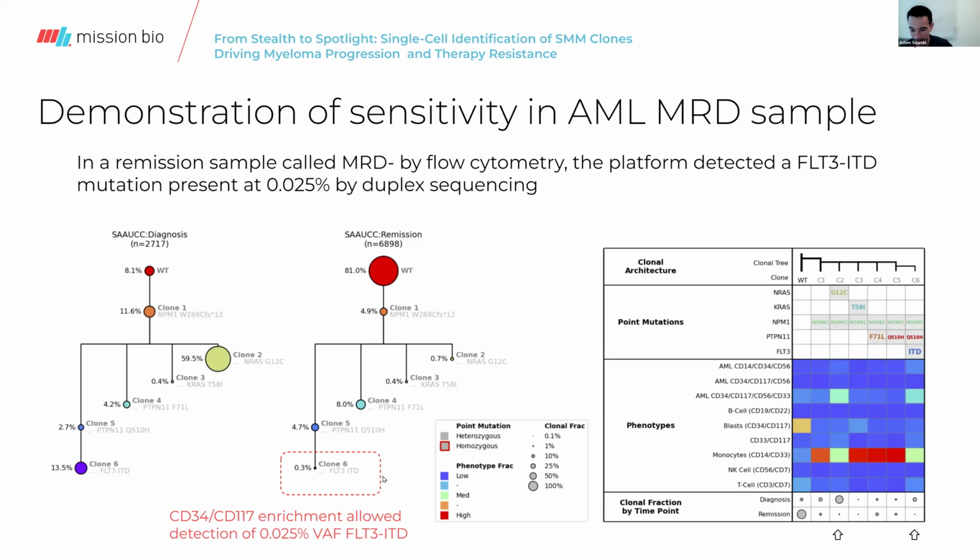We see this clone here, this FLT3 ITD, which is a treatable target. There are FLT3 inhibitors. We detect it at 0.3%. We enriched the sample for CD34-117 by duplex sequencing. This is detected at 0.025%. So with our protocol, we are able to detect cells that are present in 1 in 4,000. And we can characterize it, and look for therapeutic targets within those clones. So that roughly sums up our multiple myeloma study.